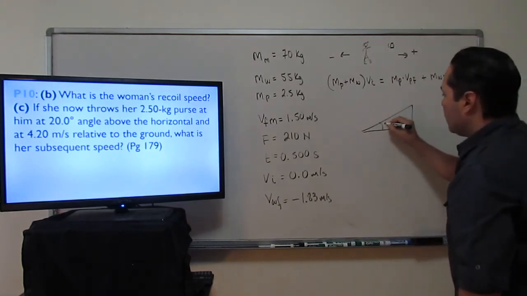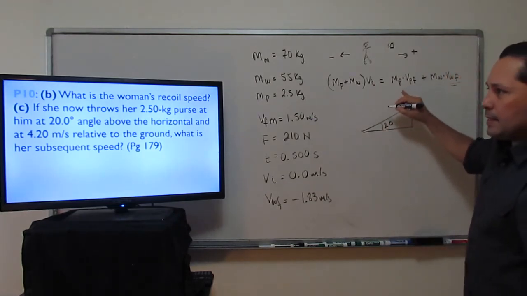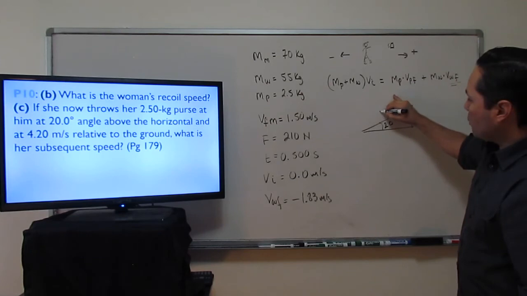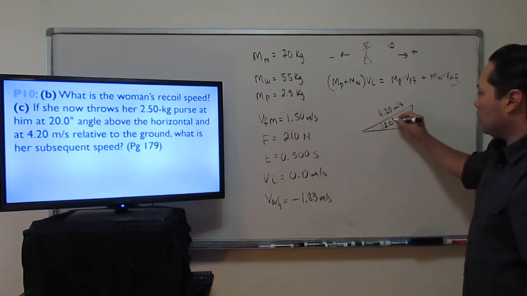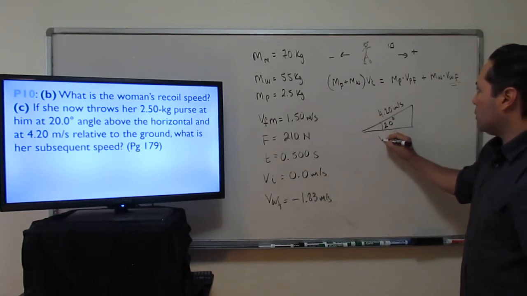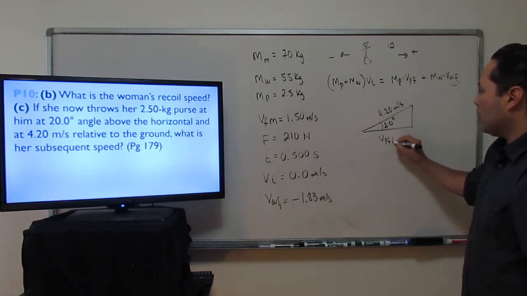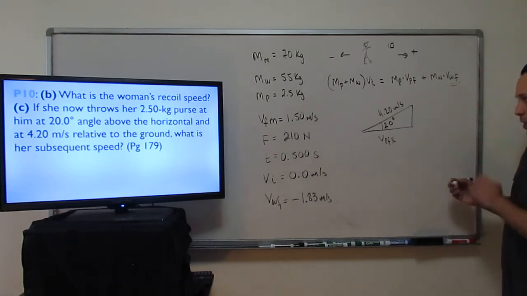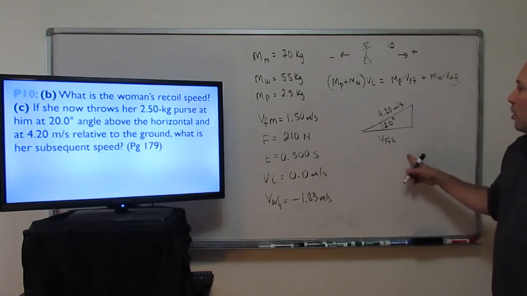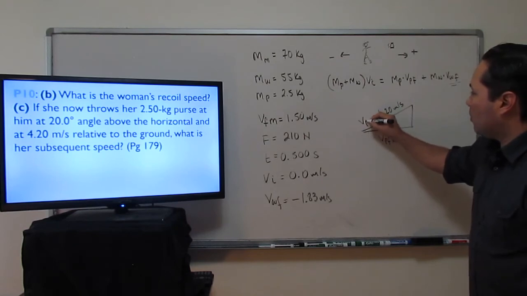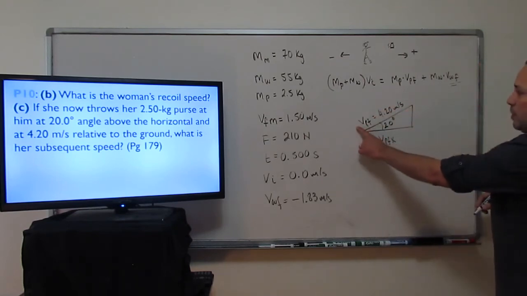She threw it at 20 degrees and it was at a velocity of 4.2 meters per second. The angle was 20 degrees. We want to know the velocity of the purse final on the x-axis. That's really what we need. The velocity of the purse final on the x-axis. And this is the velocity of the purse final after it's been thrown.